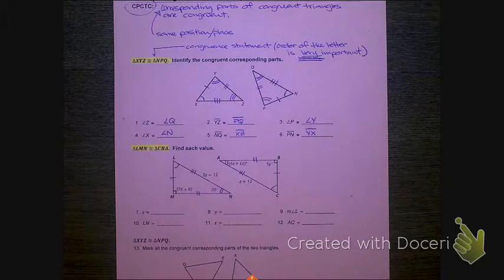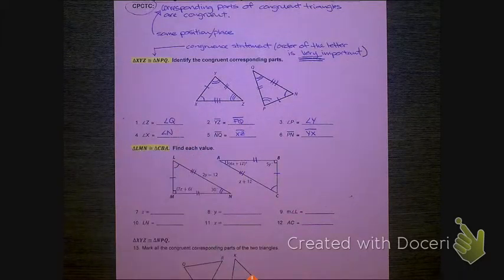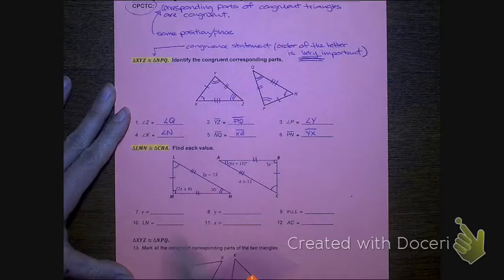Now, sometimes, depending on the diagram, it's very easy to see which sides are congruent. But you can't always make that assumption, and you will see why in the next diagram we do. You have to go based off the congruent statement, because sometimes the diagram is not drawn to scale, and what you think looks congruent might not necessarily be corresponding, so it might not be congruent. Okay. All right. So let's find Z.